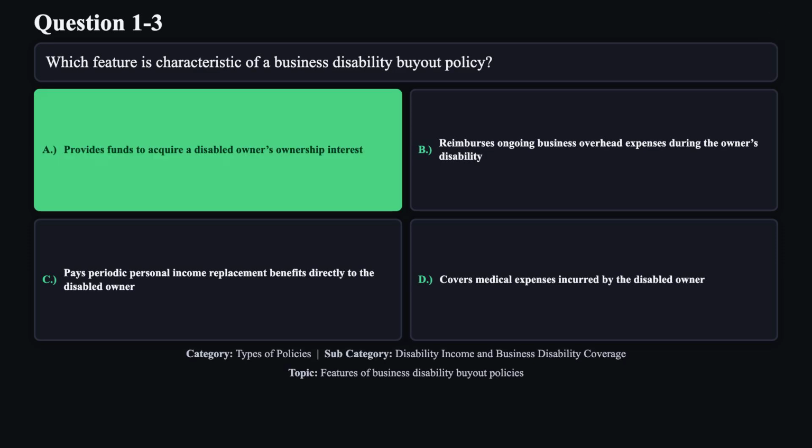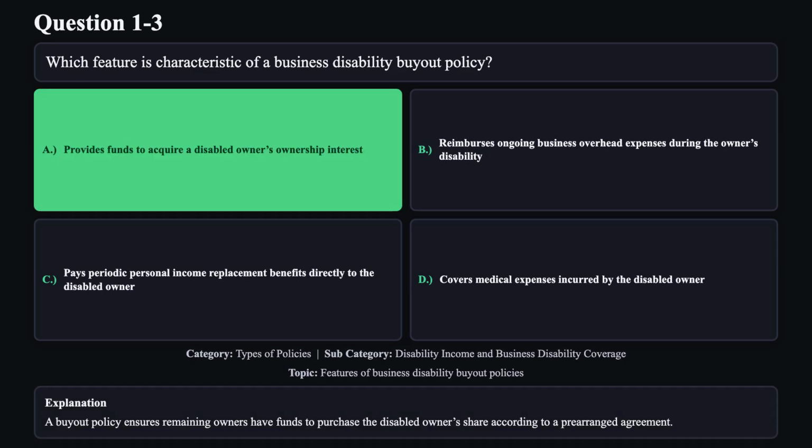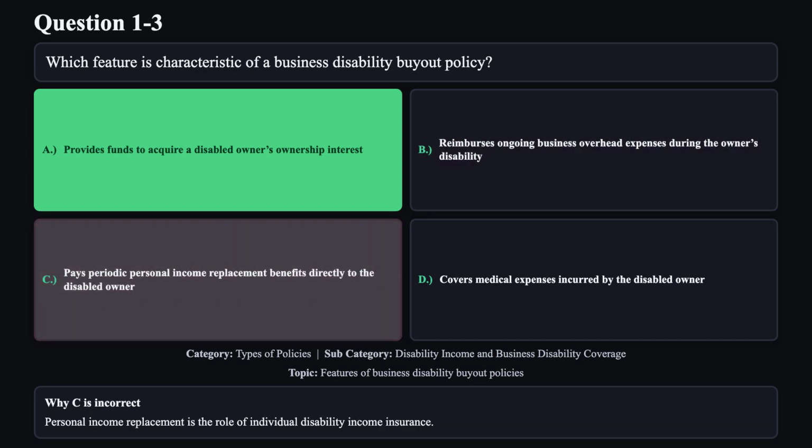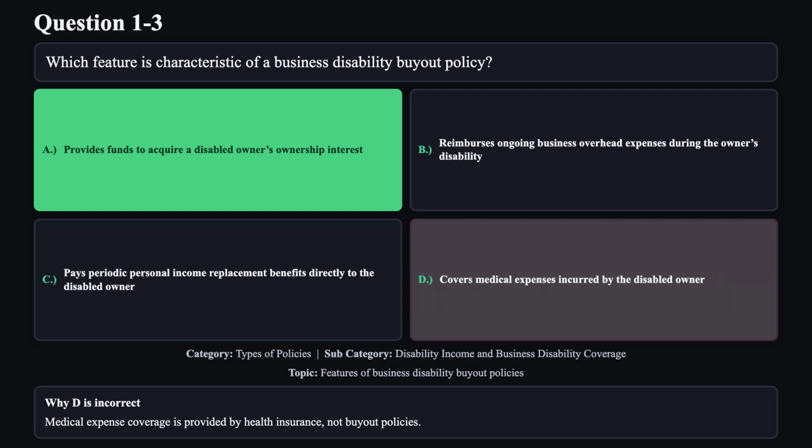The correct answer is A. A buyout policy ensures remaining owners have funds to purchase the disabled owner's share according to a prearranged agreement. Reason B is not correct. Overhead reimbursement is provided by overhead expense policies, not buyout policies. Reason C is not correct. Personal income replacement is the role of individual disability income insurance. Reason D is not correct. Medical expense coverage is provided by health insurance, not buyout policies.